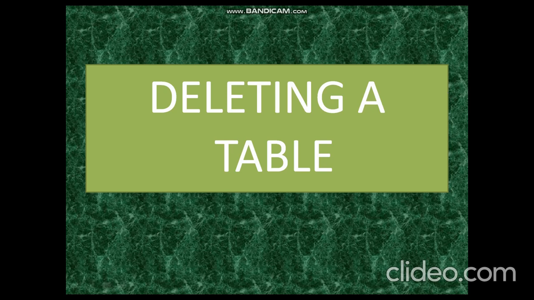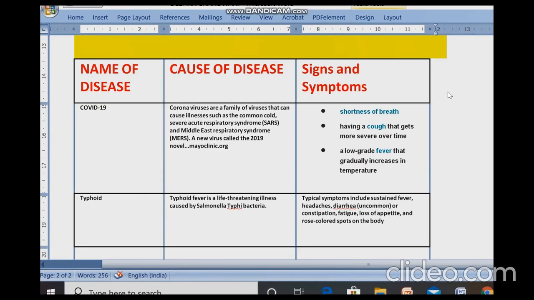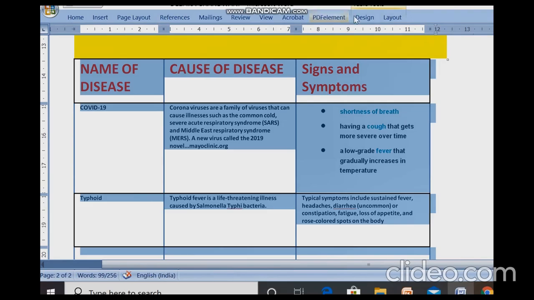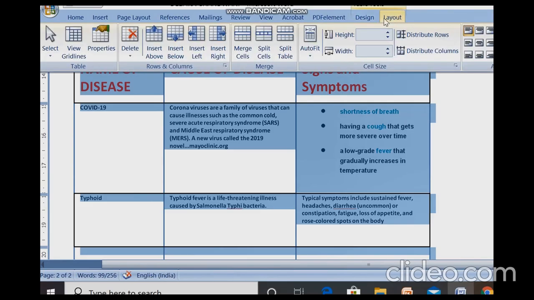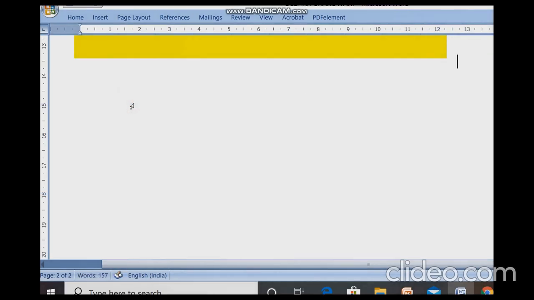Deleting the table. Now we are going to learn how to delete a table. To delete a table, first select the table from the left top edge, then go to layout and select the delete option from the rows and columns group. Click on this and then select the last option, delete table. This is how we delete our table.